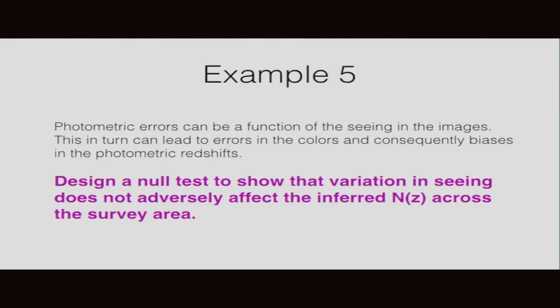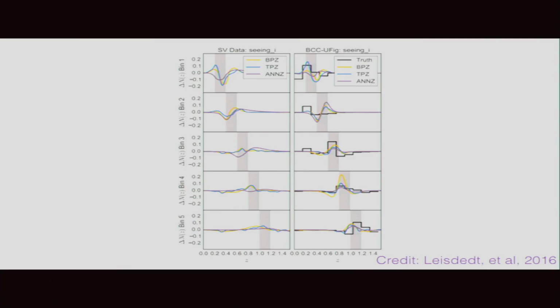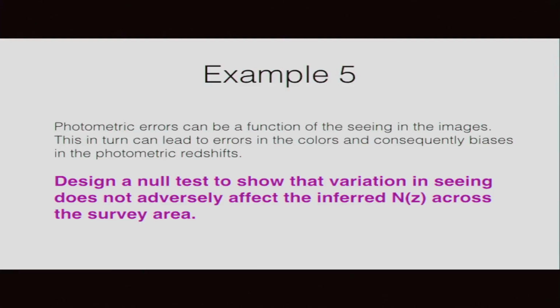Okay, this is the last example. I have one more fun one that I probably won't split you up into groups on. But photo Z errors can be a function of seeing in the images, right? So as the seeing changes, the magnitude errors change. So you get errors in colors and consequently biases in the photo Z estimates. Whoops, I was too fast for you to see what the axes were. So design a null test to show that the variation in seeing does not adversely affect the inferred redshift distribution across the survey area. I probably won't give you too much time, so think quick, and then I'll interrupt you again.